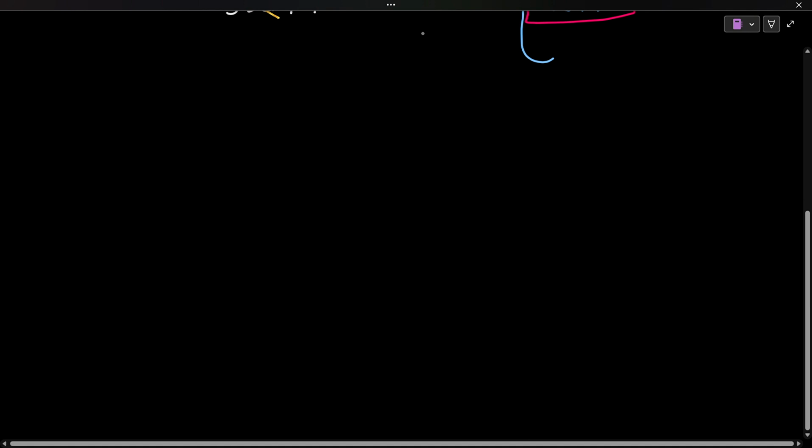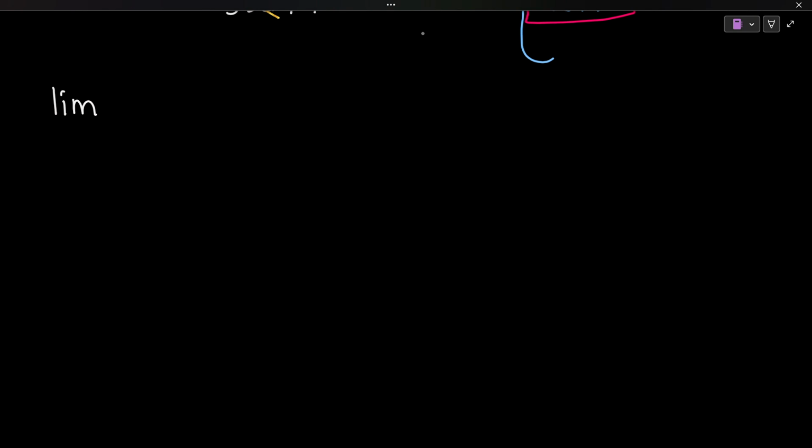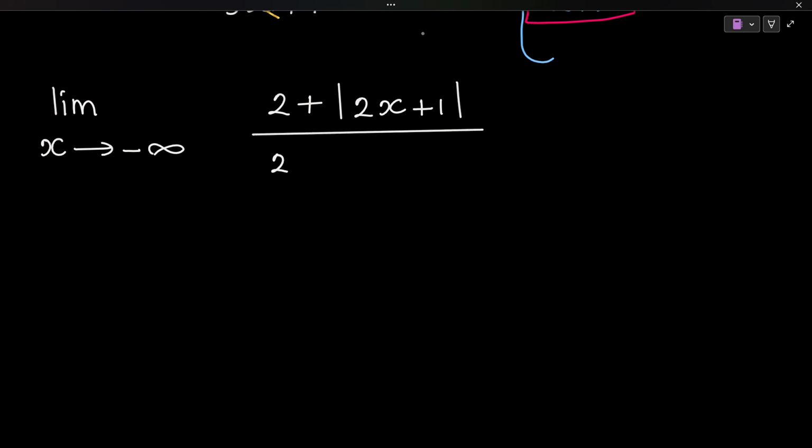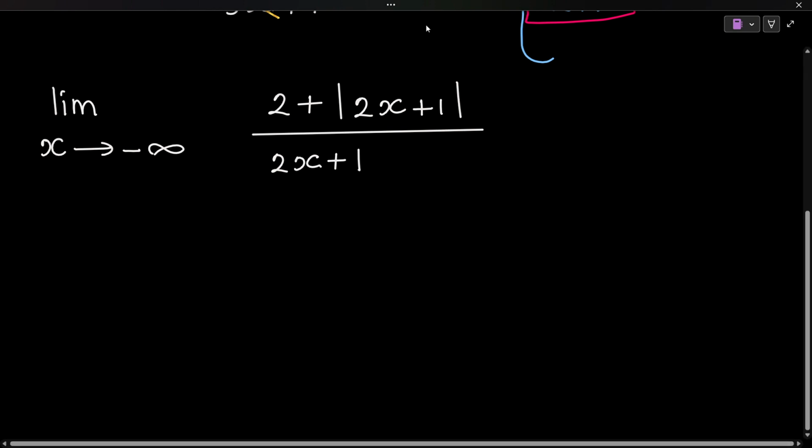Right. Now, our next example is the limit as x approaches negative infinity of 2 plus the absolute value of 2x plus 1, all over 2x plus 1. This question is interesting because we've got 2 terms in the numerator. We've got 2, and our second term is the absolute value. So we know that our first step is to evaluate that absolute value.